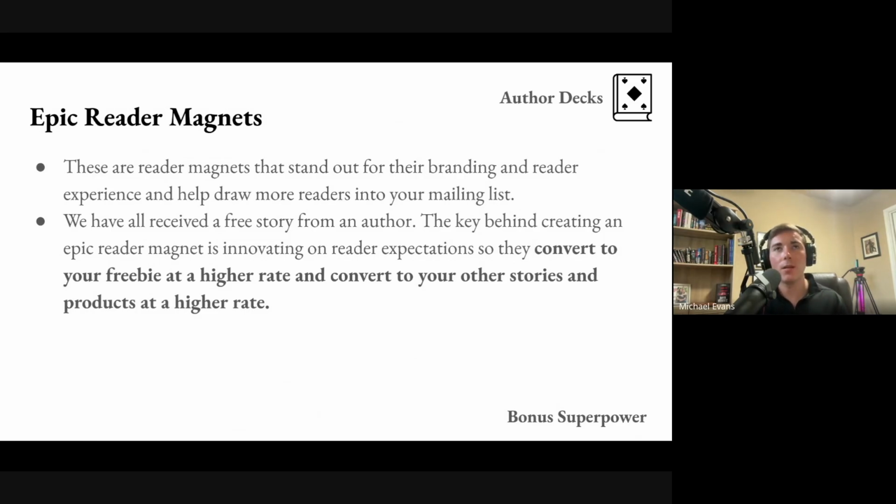How can you create and offer an epic reader magnet that actually makes you stand out? Because here's what an epic reader magnet does. It helps convert to your freebie at a high rate, because they're going to give you their email more often.